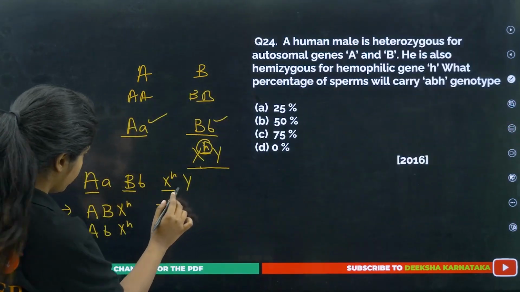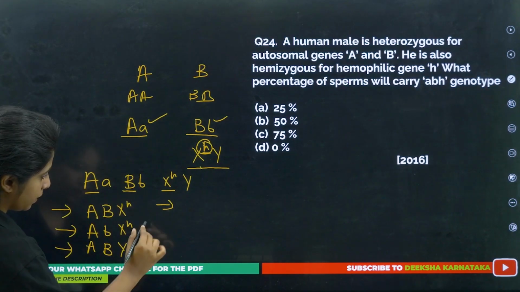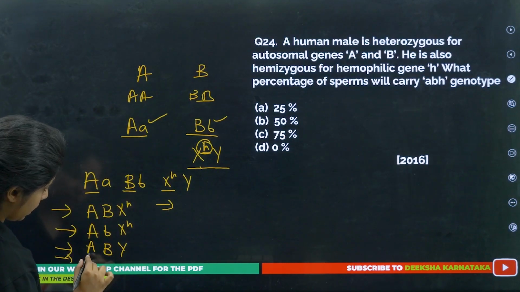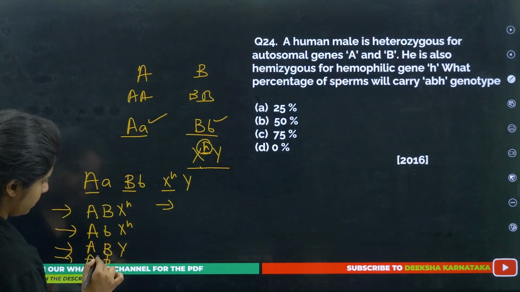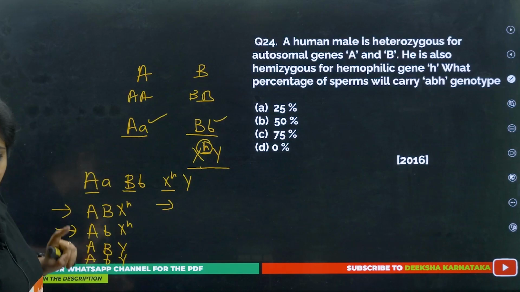Same thing I can do with Y also. So it is A, capital B, and it can be Y gene. Similarly, it can be again A, small b, and it can be Y. Cool? Works. So you have 4 combinations over here.